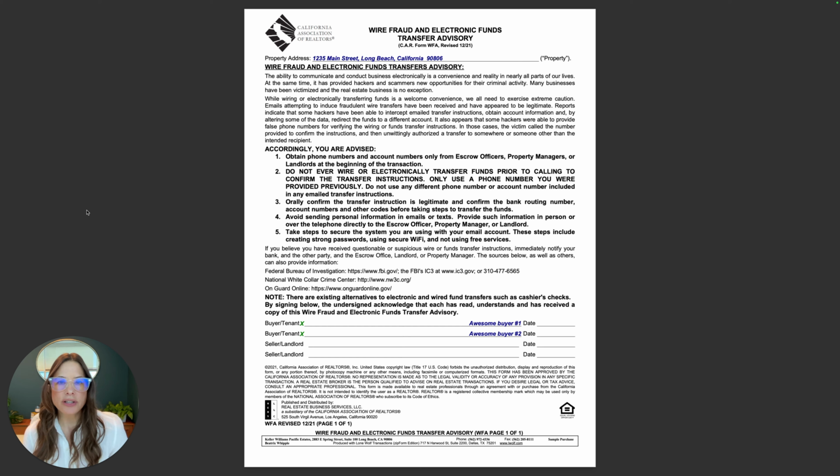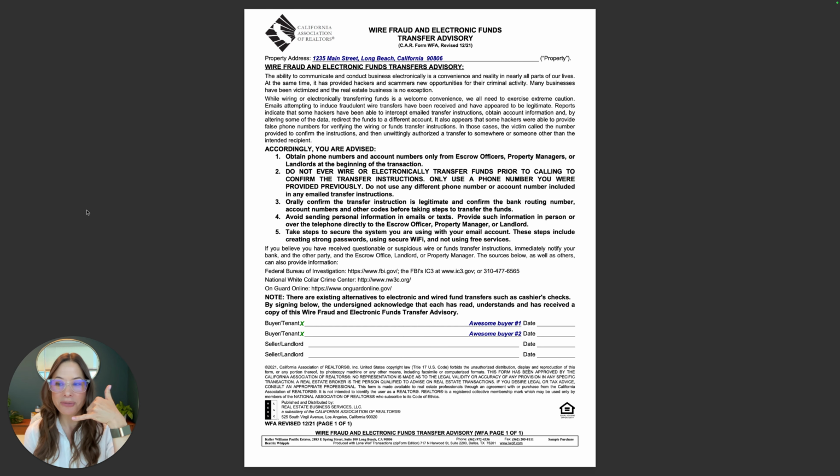Wire fraud and electronic funds transfer advisory. All this says is make sure you know who you're wiring money to. There's a lot of wire fraud. Don't just wire money willy-nilly. Whenever an escrow company sends you wire instructions, typically they will leave a few numbers off the end, so you have to call them to make sure that you have the right wiring instructions, because there have been instances where someone's email gets hacked, a fake wiring instruction gets sent out, someone wires their money to some other party, and they never see that again. So typically when you're wiring your deposit or the rest of your down payment, the escrow company will leave the last few numbers off the wiring instructions, so you have to physically call them.